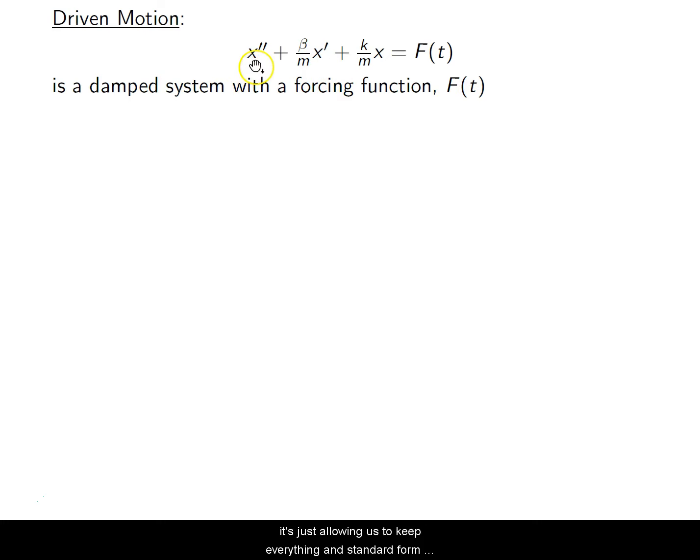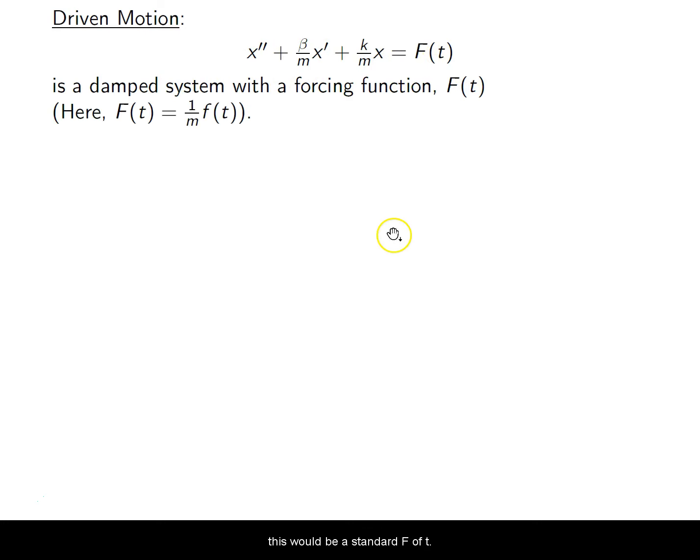So really what that's doing is it's just allowing us to keep everything in standard form. Things are a lot easier in standard form, okay? But if we were to have everything multiplied by m, this would be acceleration, this would be the damping, this would be the spring constant, and this would be a standard f of t forcing function, okay?